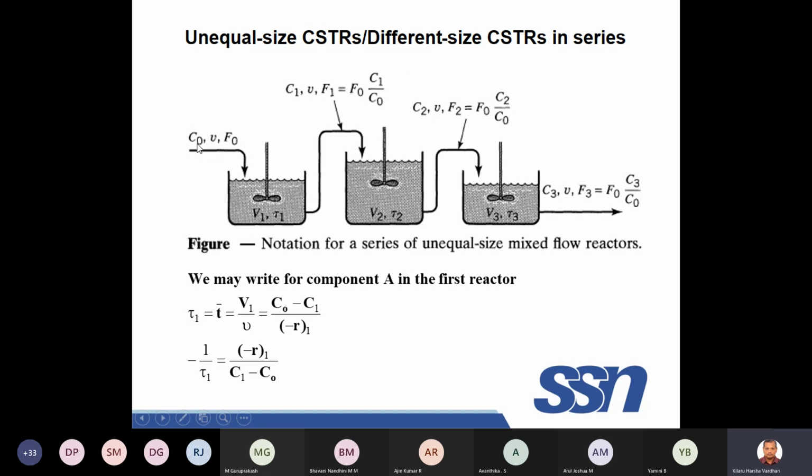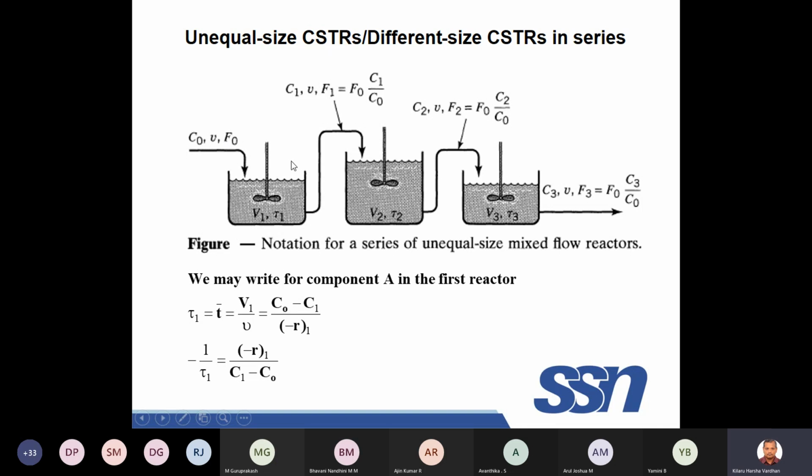This is the inlet, C naught is the concentration, V is the flow rate, F naught is the molar flow rate, V1 is the volume in this tank, tau 1 is the space time in this tank, and there is a big reactor, one small reactor and a big reactor here. The volume is V2, space time is tau 2. For this, what will be the inlet? The outlet from this is the inlet. The outlet from this is C1, V, F1.